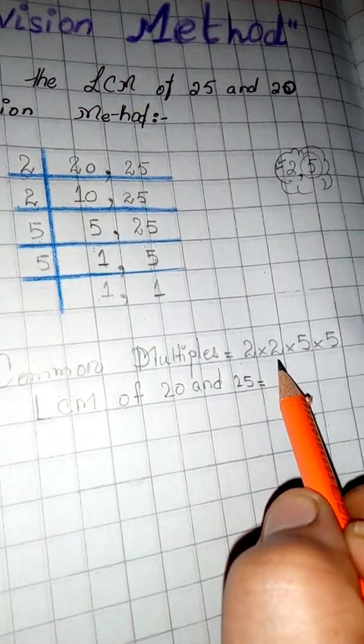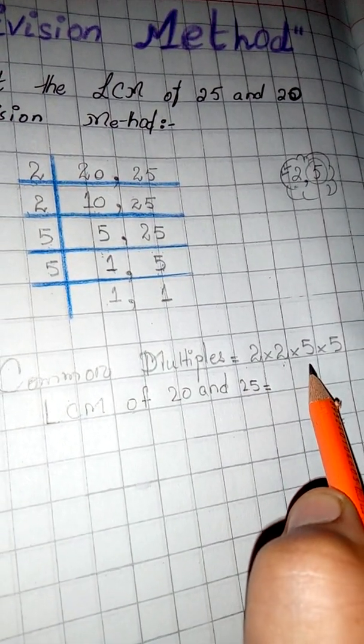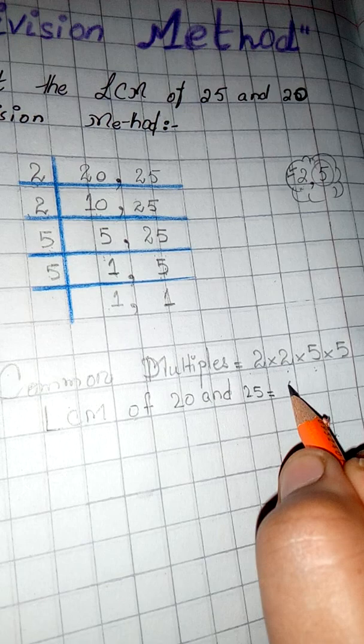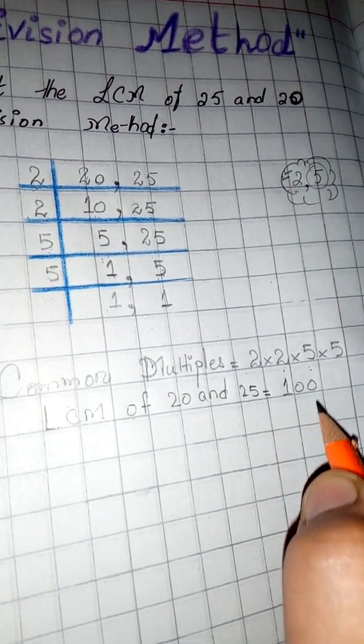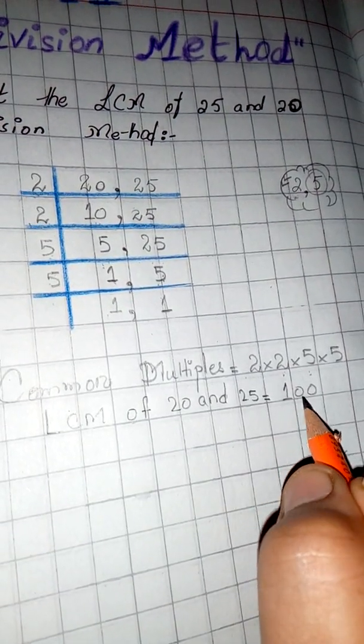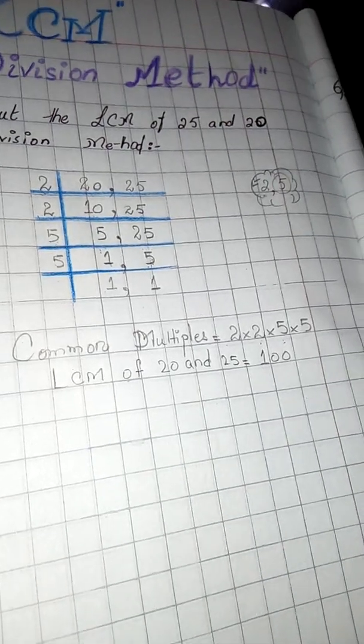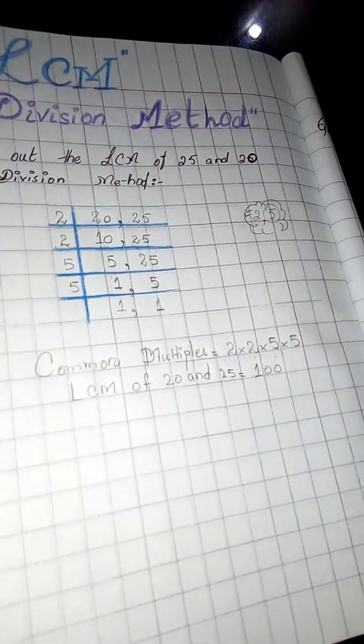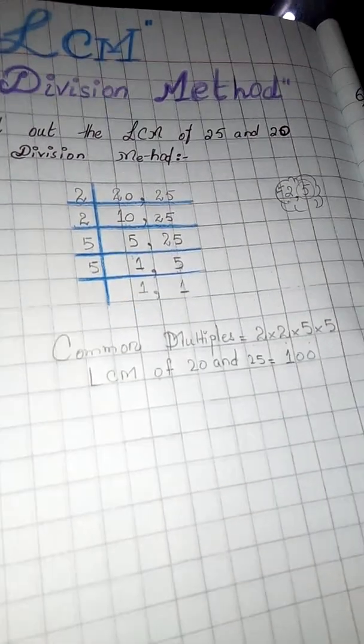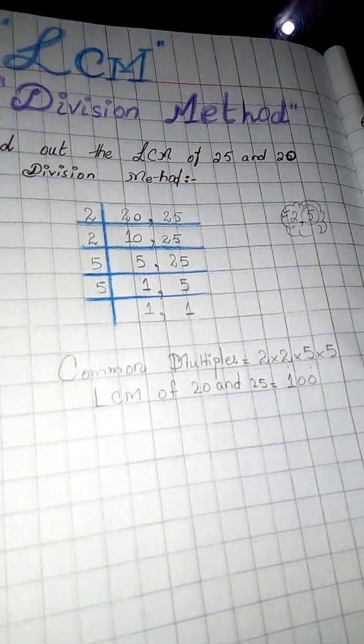2 multiplied by 2 is 4, 4 fives are 20, and 20 fives are 100. That means the LCM of 20 and 25 is 100. This is your final answer, LCM of 25 and 20 by division method. Now look at the next example.